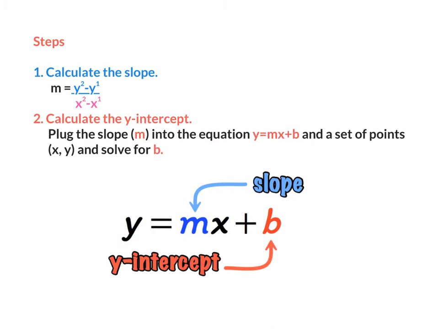Here are the steps. First, calculate the slope: y sub 2 minus y sub 1 all over x sub 2 minus x sub 1. Then, calculate the y-intercept. Plug the slope m into the equation y equals mx plus b and a set of points x comma y and solve for b.